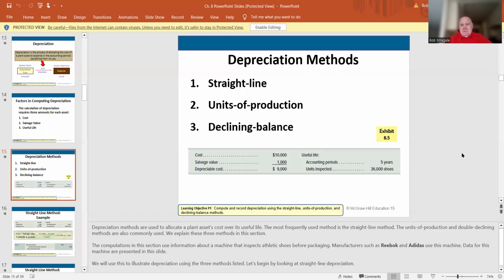You have three methods that we're going to teach here, and there are others. Straight line, units of production, and double declining balance. You notice I'm putting the word double in front of that for a reason. Double declining balance, okay? So here we have an asset that costs $10,000, and the salvage value we estimate to be $1,000. We will only depreciate the $9,000 under straight line accounting. Under two of these three methods of accounting, you do not depreciate the salvage value, okay?